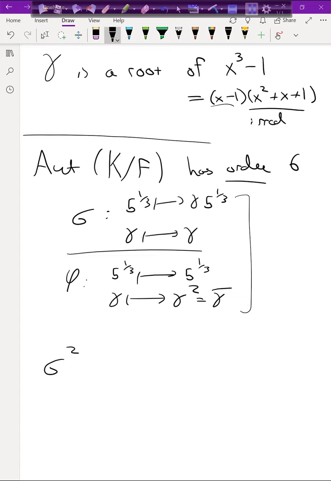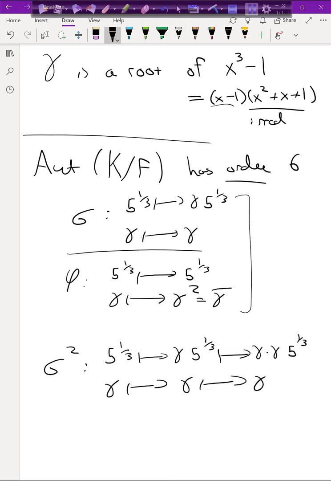Let's think what we can. Sigma squared, well, what's that going to do? Sigma squared is going to send 5 to the 1/3, well, first when I apply one sigma, it's going to send it to gamma times 5 to the 1/3. But then it's going to send gamma to itself, and 5 to the 1/3 to gamma times 5 to the 1/3, so we'll end up with gamma squared 5 to the 1/3, and of course it's going to send gamma to gamma and gamma to gamma. So gamma squared does that right there.